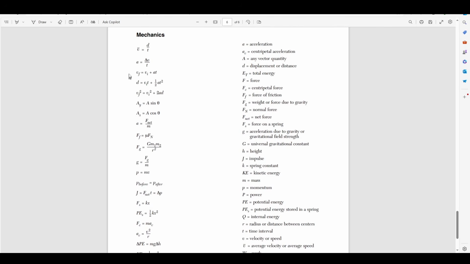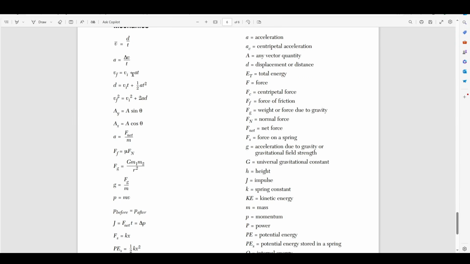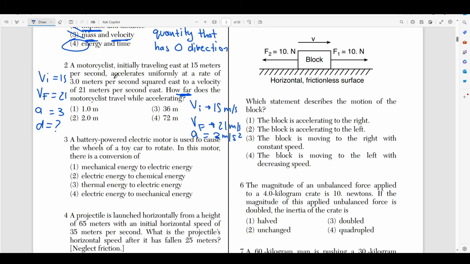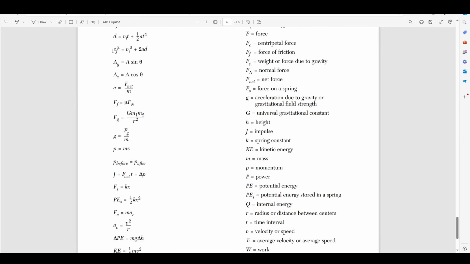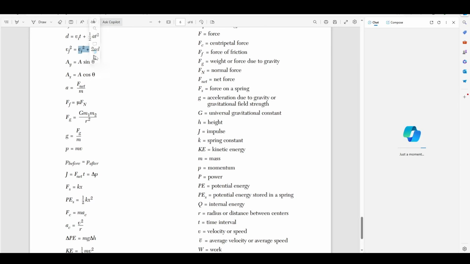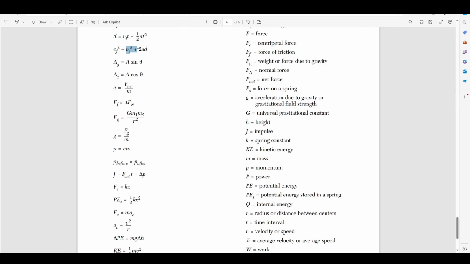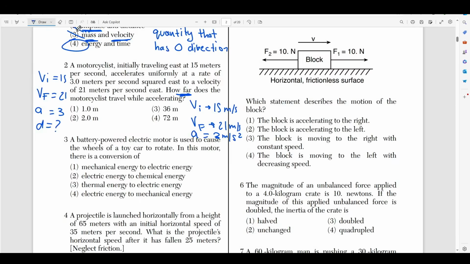Okay, so we're going to look here. We have vf, vi, a, but no d, so we cannot use this one right here. Here we have distance is equal to vi times time. Are we given time in this problem? No, so we can't use this one either. Here we have vf squared is equal to vi squared plus 2ad. This has final velocity. This also has initial velocity. And it has acceleration and distance. So we're going to be using this formula.